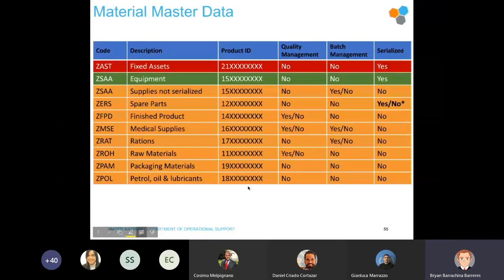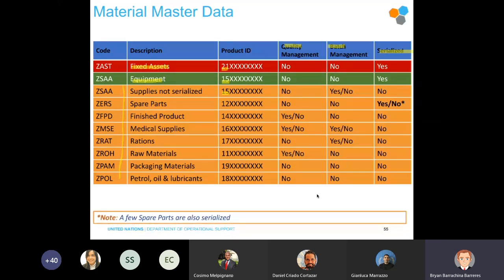Okay, here we have a nice slide that breaks down the materials by either fixed asset, equipment, or expendables. The product ID linked to them usually starts with 2-1 for fixed assets, 1-5 for equipment, but be careful because we also have 1-5 for expendables. Okay, and we have other digits that represent specific expendables here.